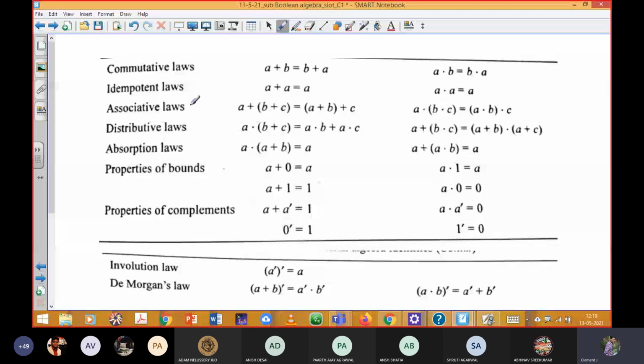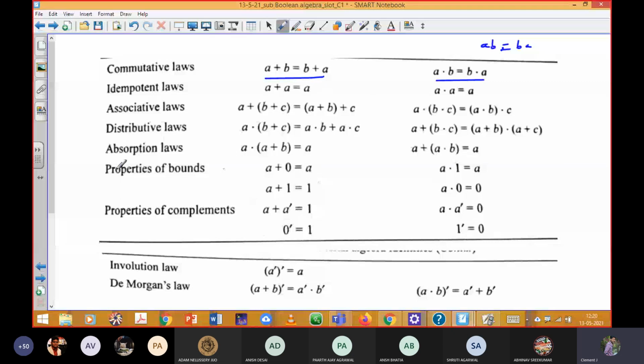The commutative laws means actually here the dot represents, instead of star only they are used dot. Sometimes they can use simply AB equal to BA. So that also it's considered as a star is there inside the A and B. So these are the notation. So idempotent laws means A plus A equal to A, A dot A equal to A. Likewise associative laws, distributive laws, absorption law.